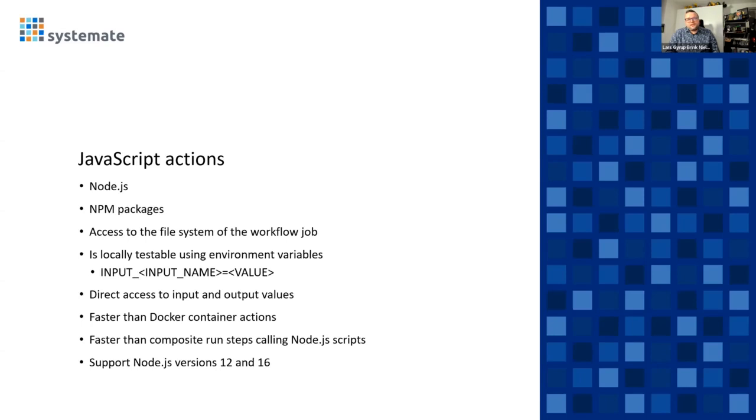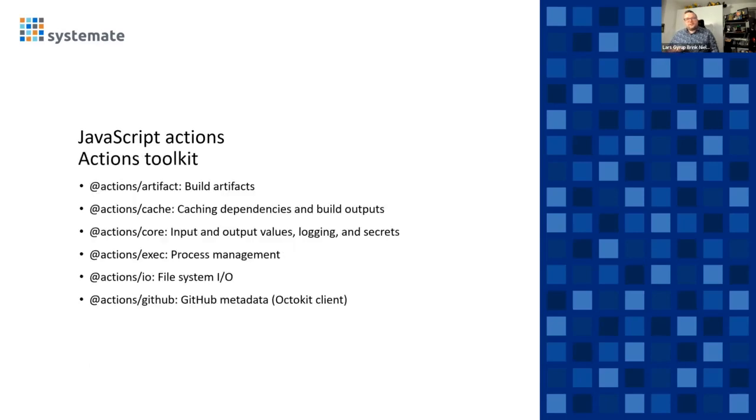It's also faster than having a composite run step action that calls a Node.js script. So it's a good option if you know Node.js and has support for version 12 and for 16. We have access to all these pre-installed npm packages that are all related to running a GitHub action. So we can manage build artifacts and cache dependencies and access the input and output values and all of these good things, even down to having a GitHub client. So we can interact with all the things you have in a GitHub repo, like pull requests and commits and tags and releases and things like that.